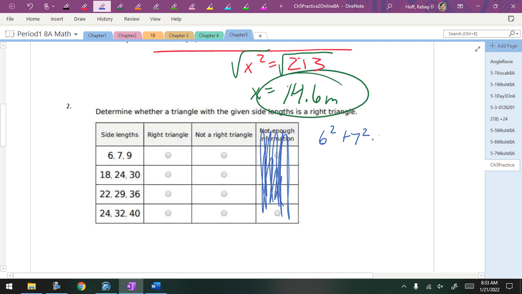Side lengths. We're trying to decide if this is a right triangle. This was just a little bit different. They give us all three sides. 7 squared plus. I don't know if I want to put an equals there. Put a box, because we're trying to decide if they're equal.